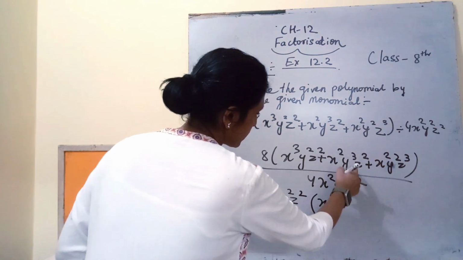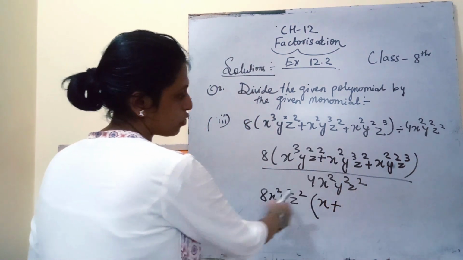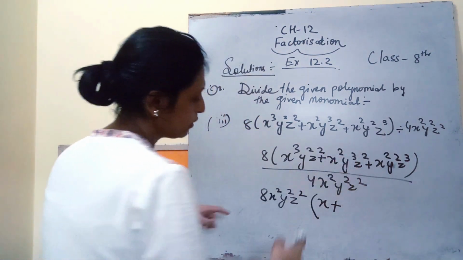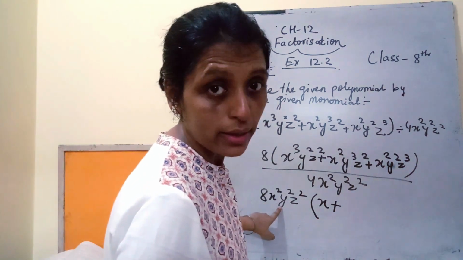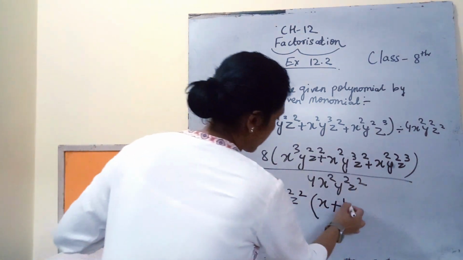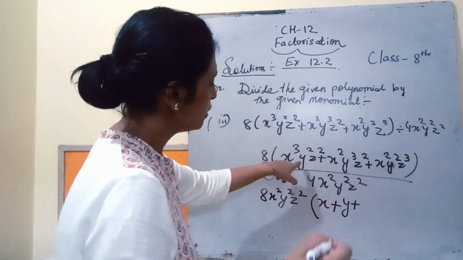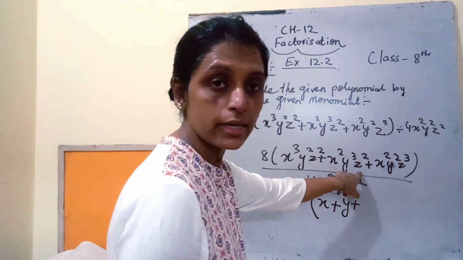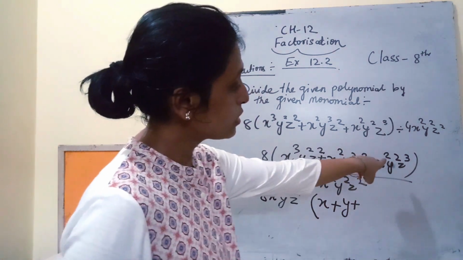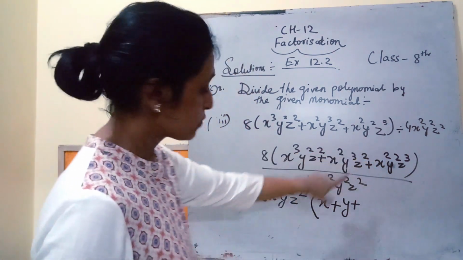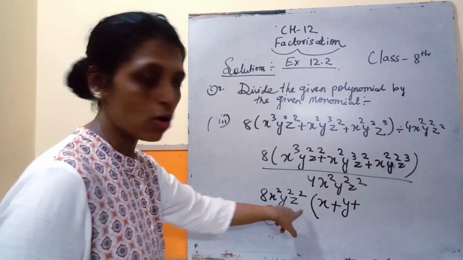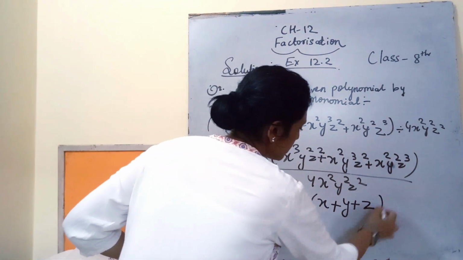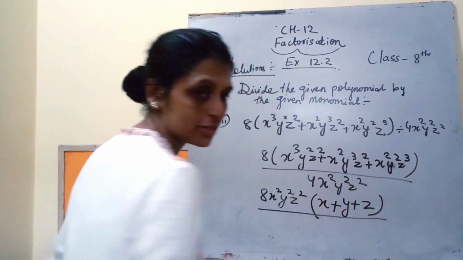Plus, in the second term, this x square is taken as common. Out of this 3y, we have taken at least 2y as common. So, we are left with 1y here. Plus, here z square in the first term is taken as common, in the second term also. And in the third term, out of 3 z's, we have taken 2 z's as common. So, we are left with z in the third term, okay.